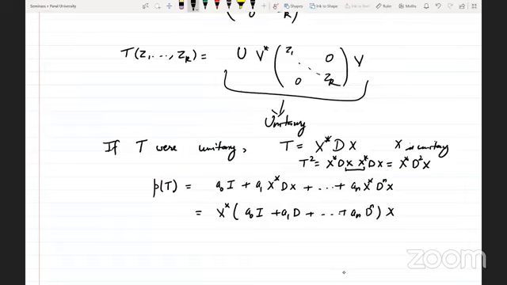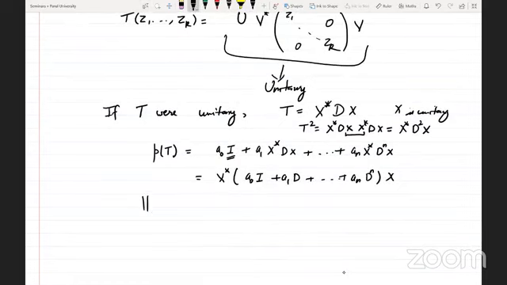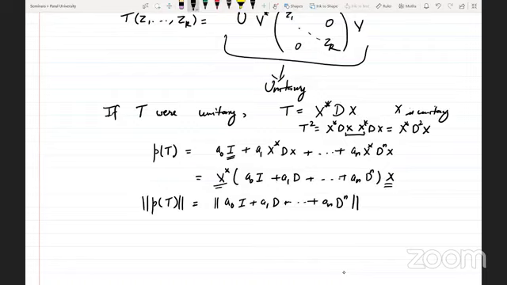And x out from this side. Here I'm writing the identity as x star x. And now if you compute the norm of P(T), it is going to be exactly this, because these are unitary. Once again, I'm not going into the details. This will be this. And finally, this is a diagonal matrix, because everything involved here is diagonal. Identity is diagonal, D is diagonal, D square is diagonal, D raised to n is diagonal.